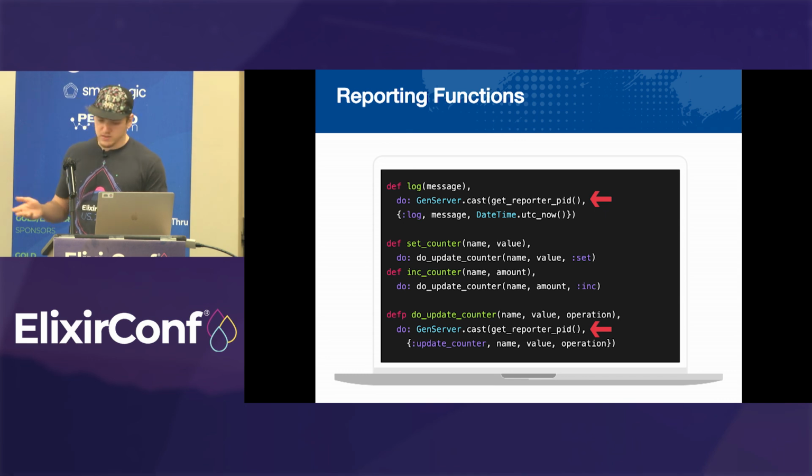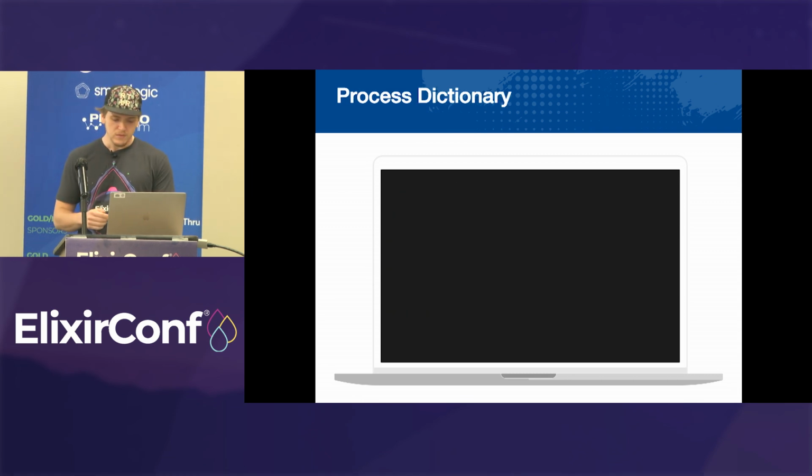Clearly it returns the PID of the reporter, but it accepts no parameters. So how does that work? It could work in a number of ways, such as using a registry or some sort of common naming scheme, or it could use something a little bit more magical called the process dictionary. If you're unfamiliar, all BEAM processes have a mutable key-value store accessible anywhere as long as you know the process's PID.